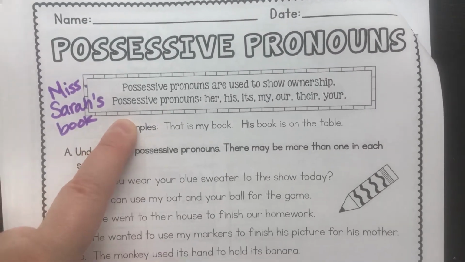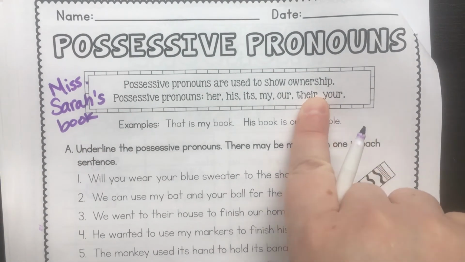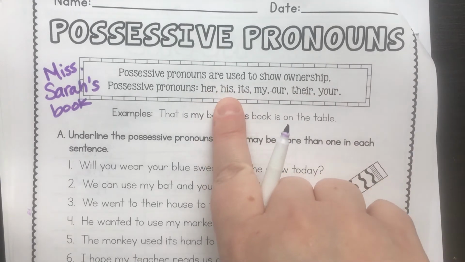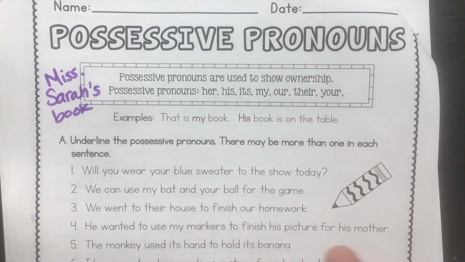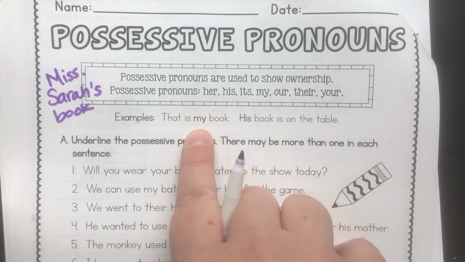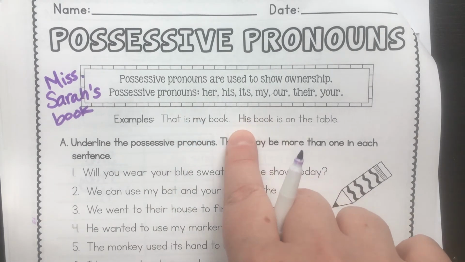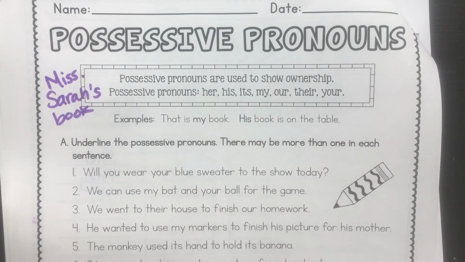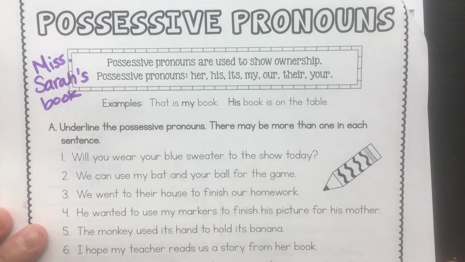It shows that that book belongs to Miss Sarah. So if we're doing a pronoun, some of these possessive pronouns that show ownership, that something belongs, are his, her, its, my, our, their, and yours. That is my book. It says that that book belongs to me. His book, the book belongs to him. Okay, so we're going to look for possessive pronouns. Notice there may be more than one in each sentence.